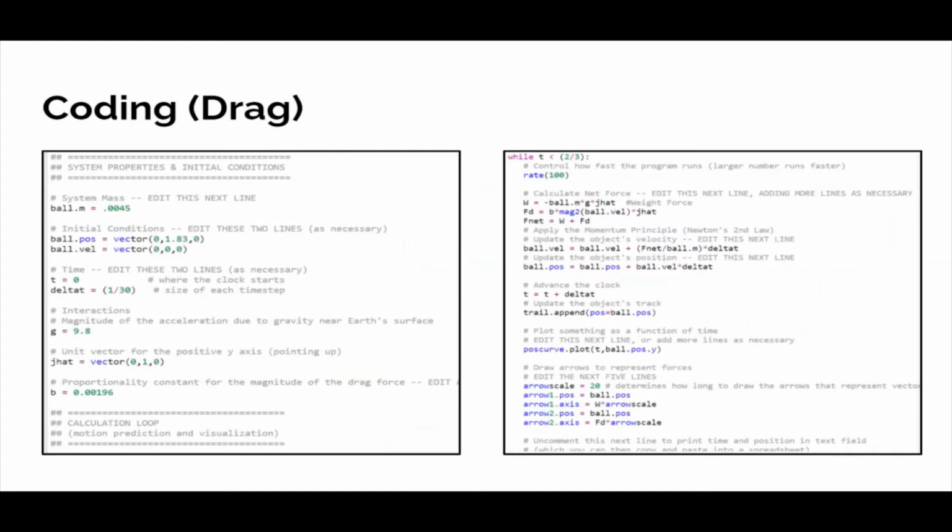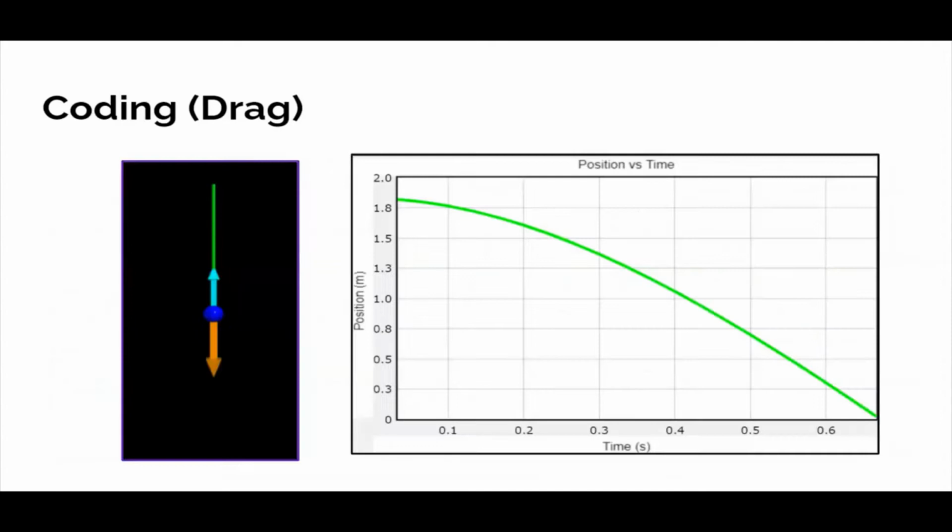Arrow 1 and arrow 2 are both set at the ball's position, with arrow 1's axis being the weight force times the arrow scale, and arrow 2's axis being the drag force times the arrow scale. Here is the resulted graph and ball's free body diagram after the code is run.